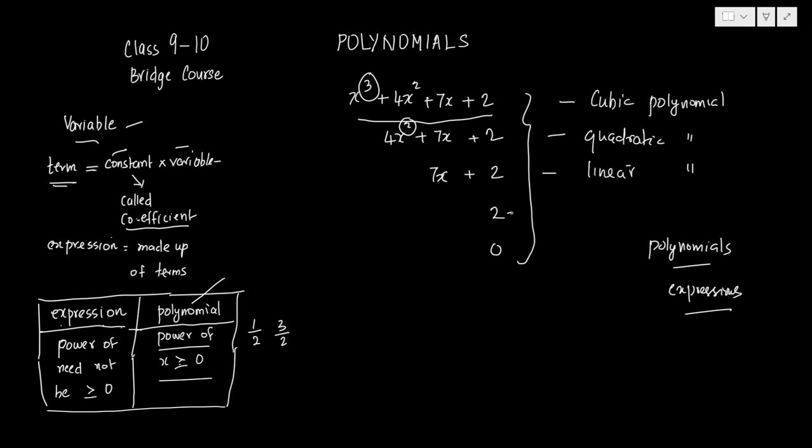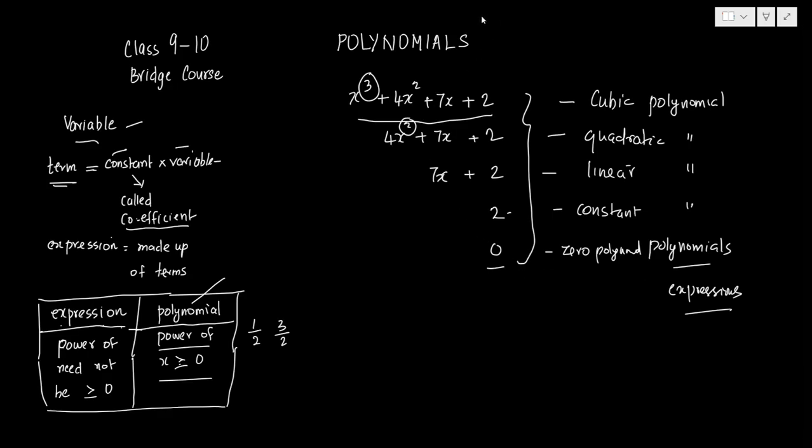And now, when we come to this number 2, it is a constant, right? But it is also a polynomial, so it is called a constant polynomial. And by the way, if you're wondering why I wrote 0 here, 0 is also a polynomial. It is called a zero polynomial.